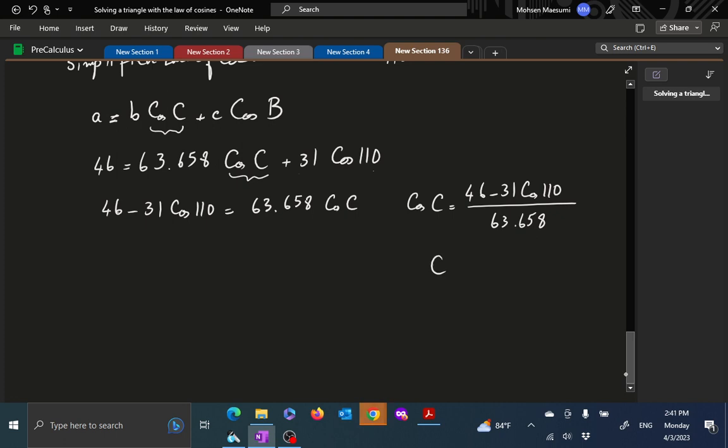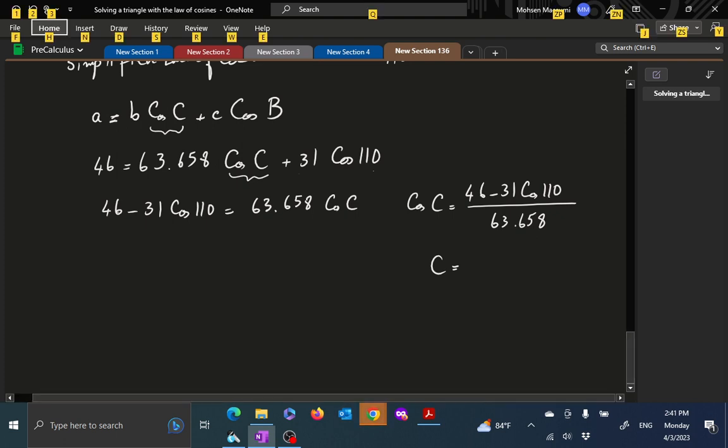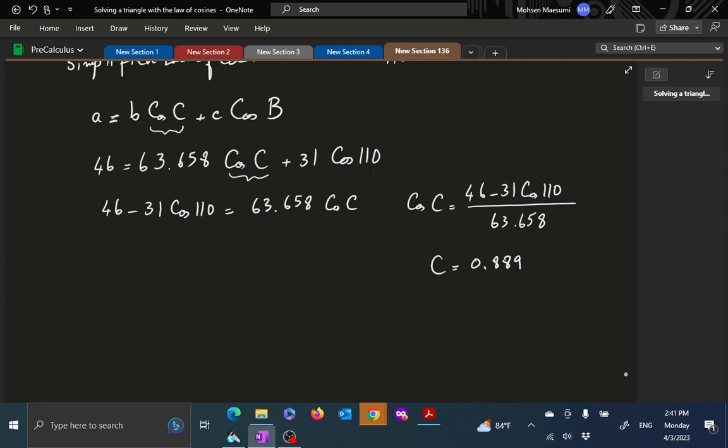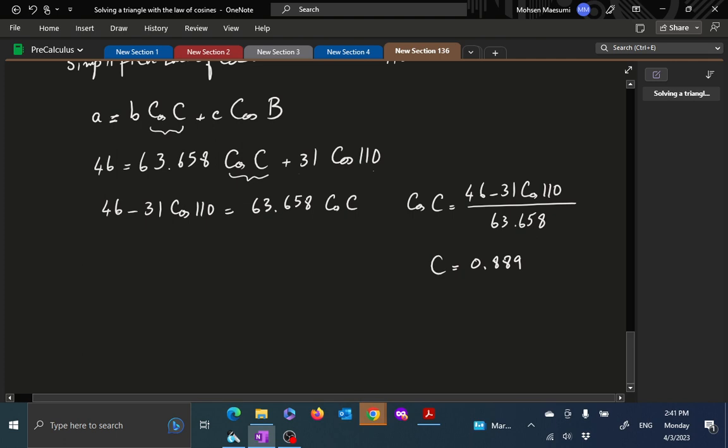So here I go ahead and try to find this from my calculator. Let's see. So I get 0.889, etc. That is for my cosine of C.